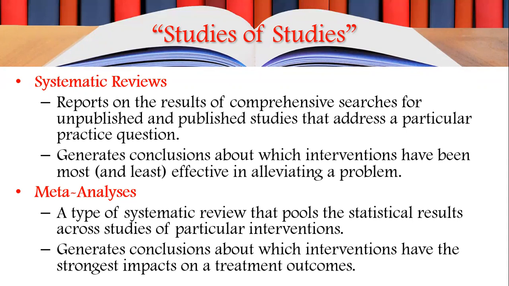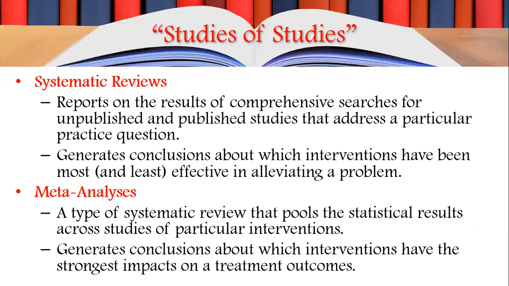And I want to say here, even though your text says unpublished studies, I personally would not include any unpublished studies in a systematic review. I would only include published and peer-reviewed studies, okay? Essentially it is a comprehensive search, and once we have really looked at the results across all of those studies, then we generate conclusions about which interventions have been most and least effective in alleviating a problem.